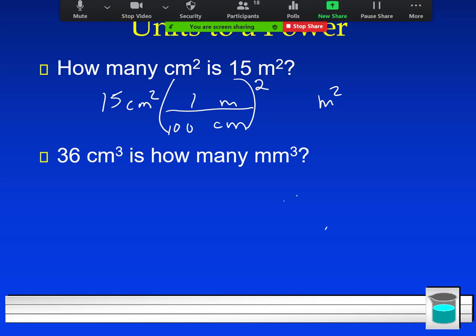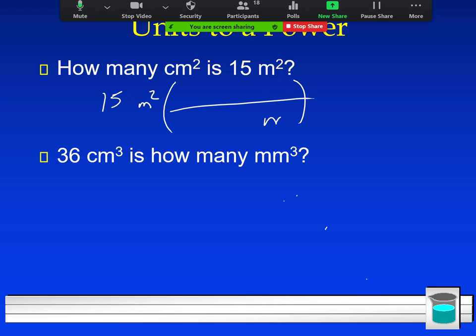Wait, Mr. Green, isn't it 15 meters squared? Oh, you know what? I got it backwards. I copied badly. So now I got it upside down. Thank you. Okay, so 15 meters squared. Now I want meters on the bottom, and I want centimeters. There we go. So it's the same numbers upside down. 1 meter is 100 centimeters. I want to get rid of meters squared, so I square everything.